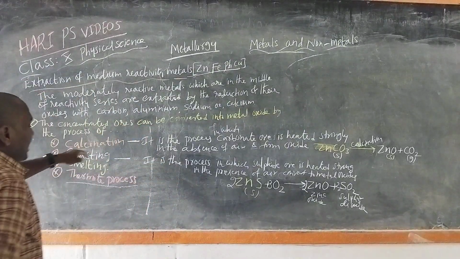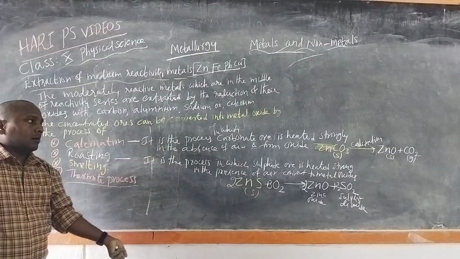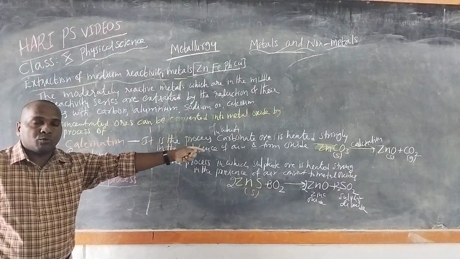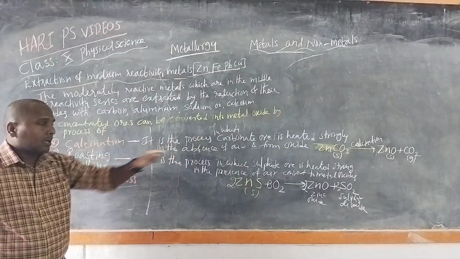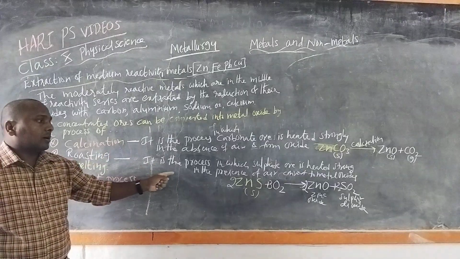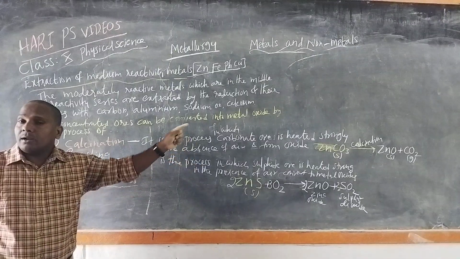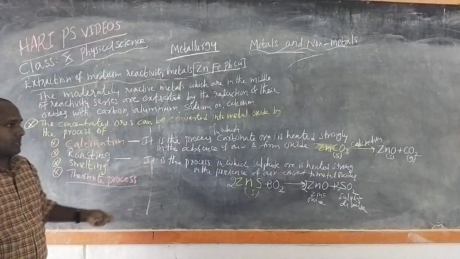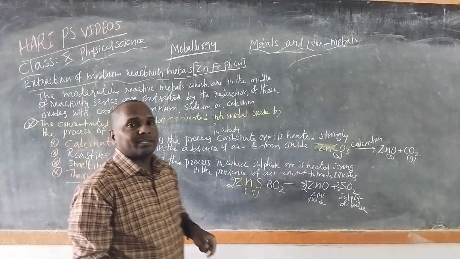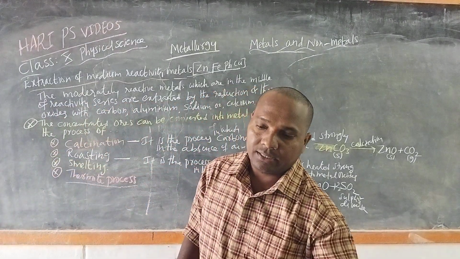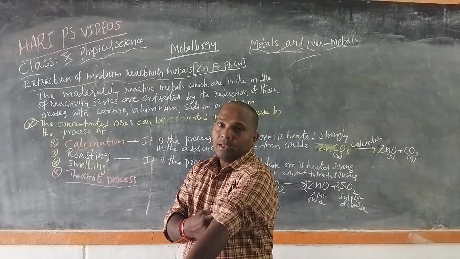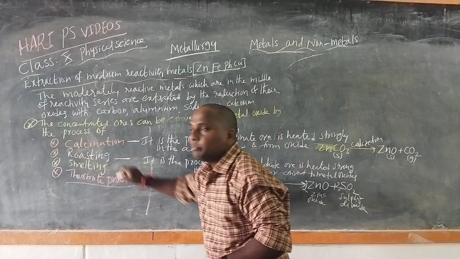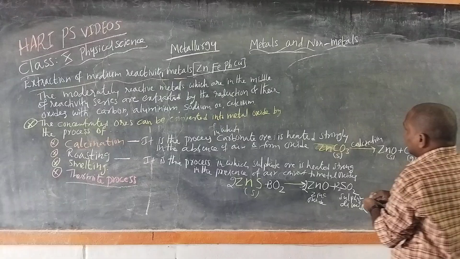So calcination is used for heating the carbonate ores to convert them to metal oxides. Then roasting is used for sulfide ores to convert them to metal oxides. So this is about calcination and roasting. Then one more process is smelting. What is meant by smelting?